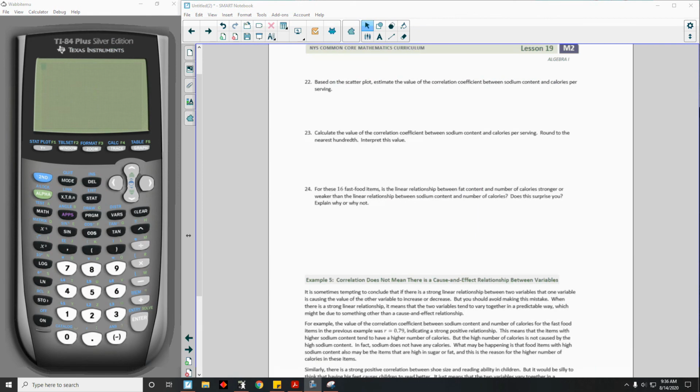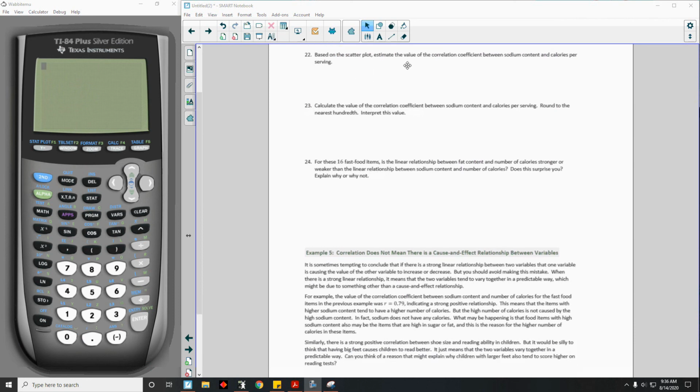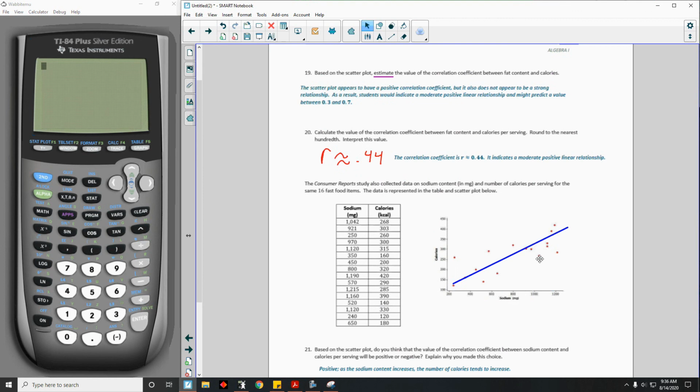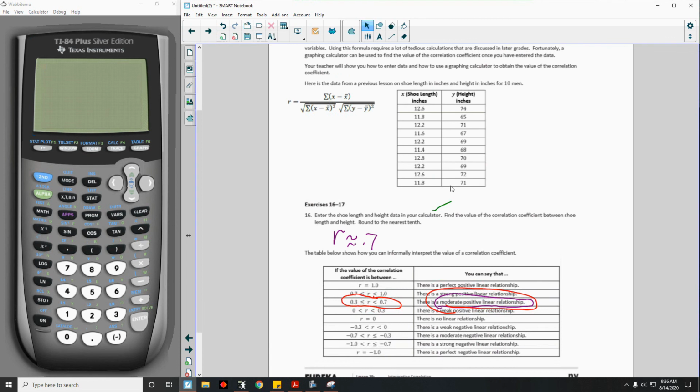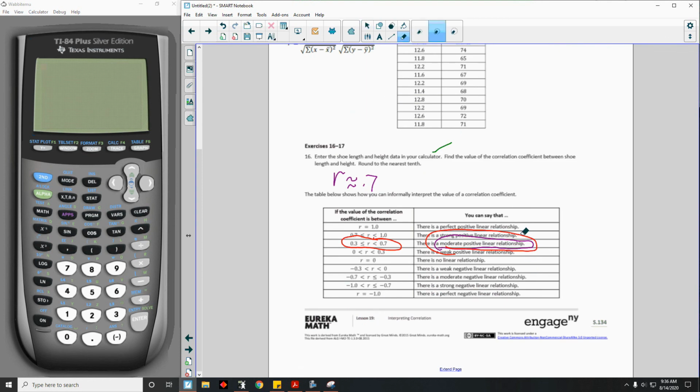Okay, page 12. Whew, 12 pages in a lesson, wow. Page 12, number 22: based on the scatter plot, estimate the value of the correlation coefficient between sodium content and calories per serving. So now again, we are estimating. I go back, I look. Here's sodium, here's calories, there's the correlation. It's positive, it looks fairly strong. So I might choose, if I go back to my table here, right here, let's erase this mess.